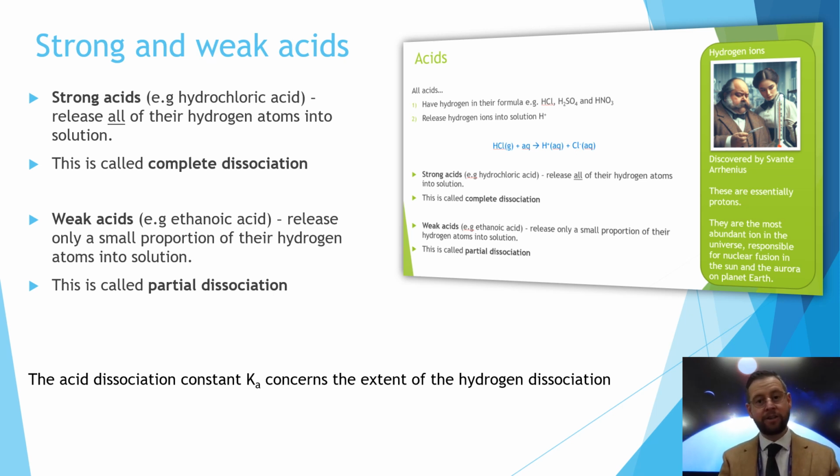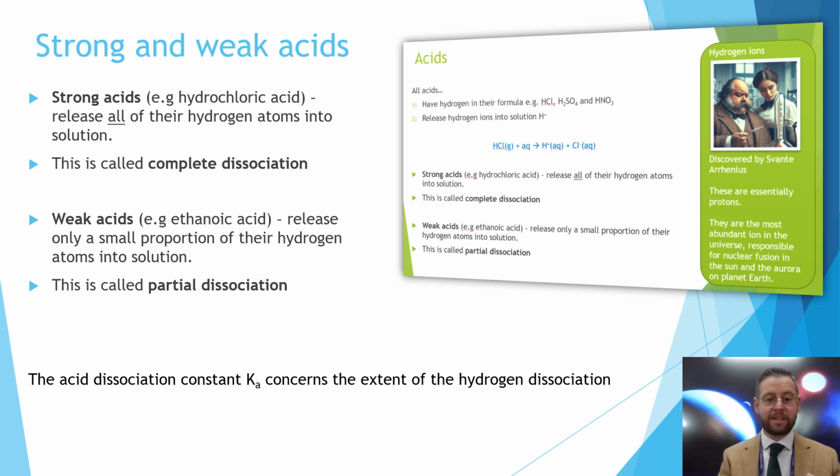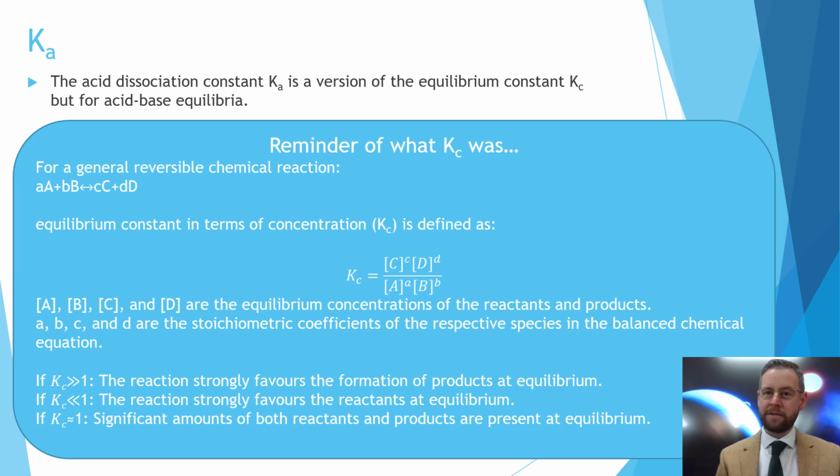It was a relationship which we gave the equilibrium symbol for because there were ions coming in and out of solution. Now, the dissociation constant, K subscript A, gives a mathematical number to how much an acid will undergo hydrogen dissociation. For us to understand what this acid dissociation constant really means and how we can use it, we should compare it to the equilibrium constant Kc.